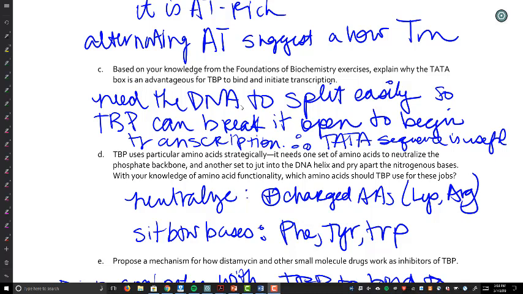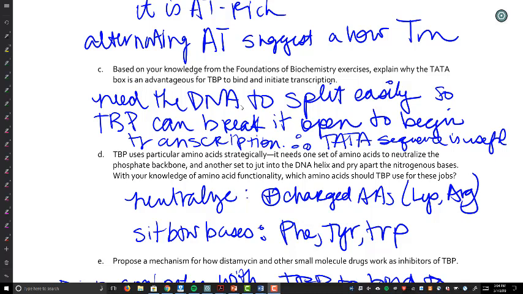Now, part D is tying this back to thinking about protein structure. And so it's saying, okay, DNA has three parts. It has the phosphate backbone, it has the ribose sugar, and it has the bases. And so the TATA box binding protein, in order to bind the DNA and then pry it open, needs to have some sets of different amino acids that can interact with different parts of the DNA.